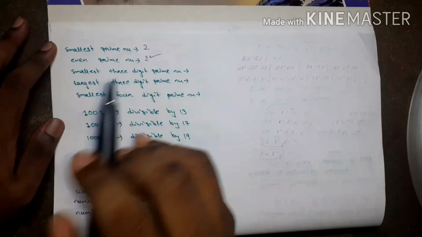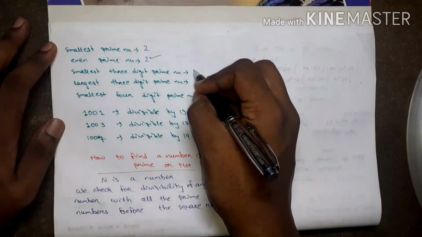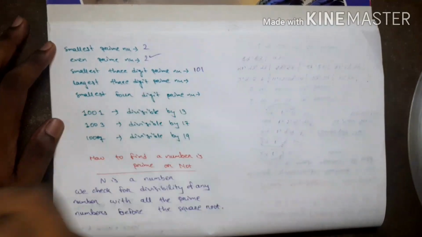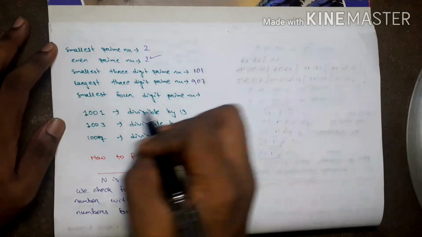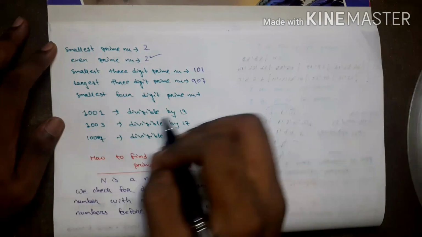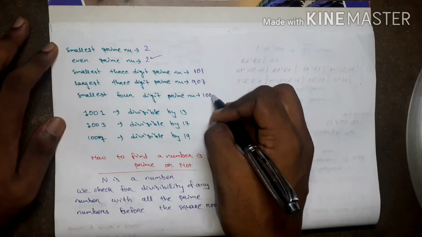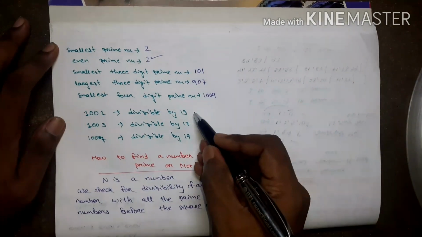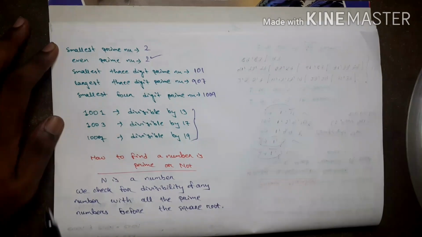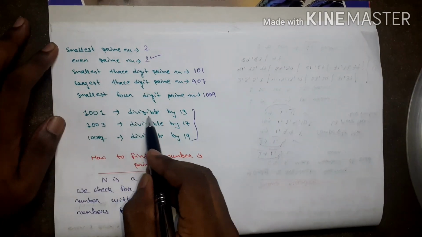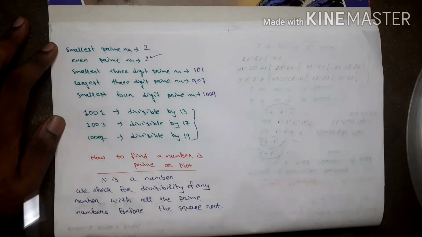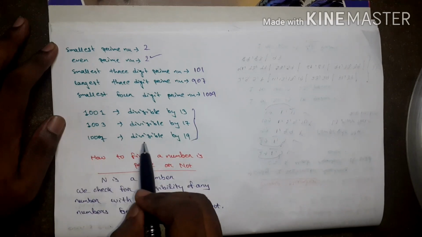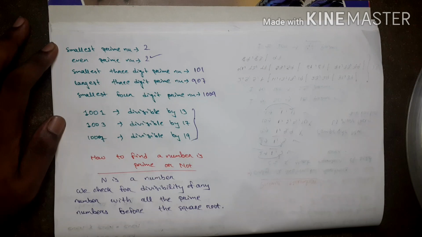Smallest 3-digit prime number is 101. Largest 3-digit prime number is 907. Smallest 4-digit prime number is 1009. And these three you have to remember. 1001 is divisible by 13. 1003 is divisible by 17. 1007 is divisible by 19. Okay.